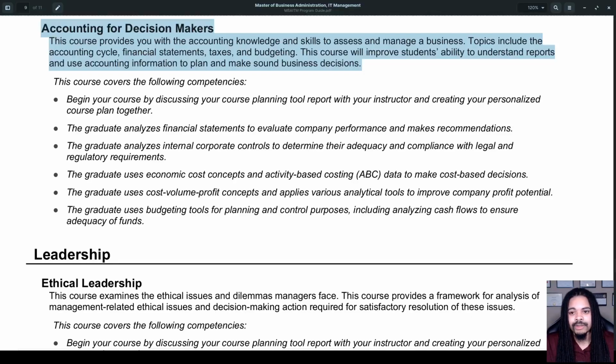Taking a quick look at this, it looks difficult, to be honest with you. It says topics include account cycle, financial statements, taxes, and budgeting. I might be able to do budgeting. I don't really know the rest of it. And then looking under that a little bit, it talks about economic cost concepts and activity-based costing to make cost-based decisions. I don't know anything about any of that. So yeah, definitely going to be a difficult class, but I'm ready for it.